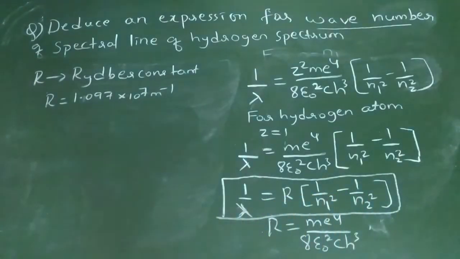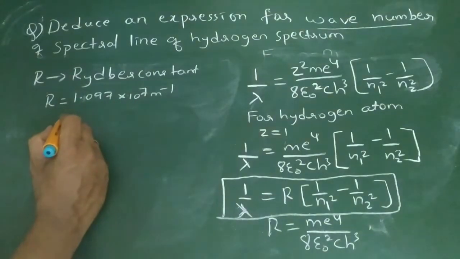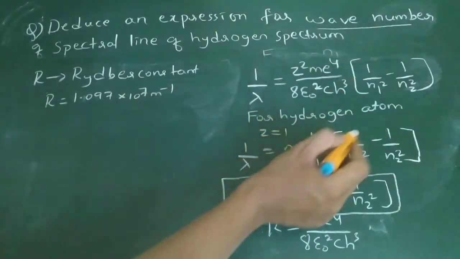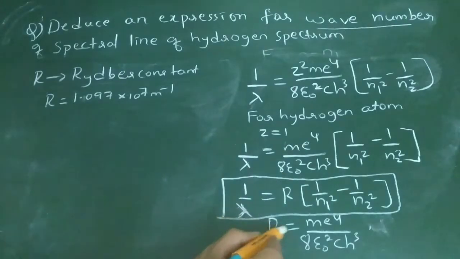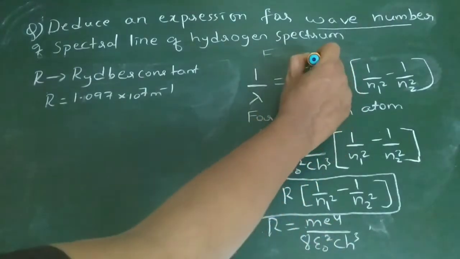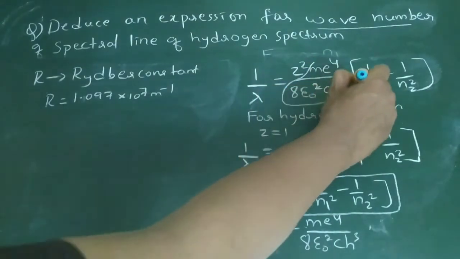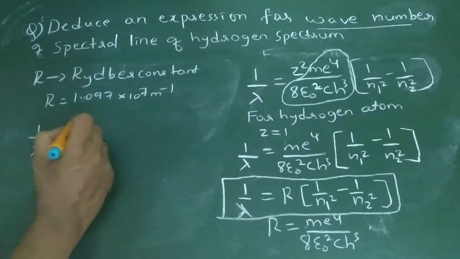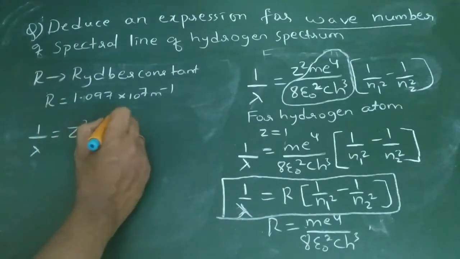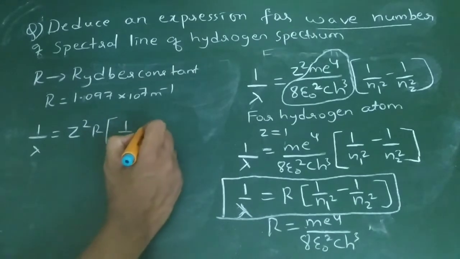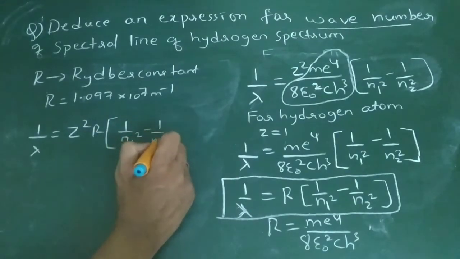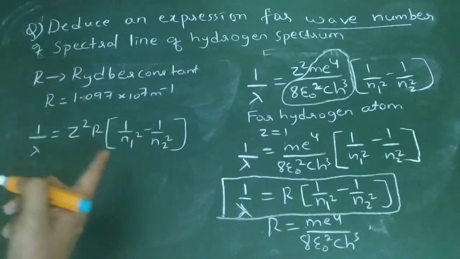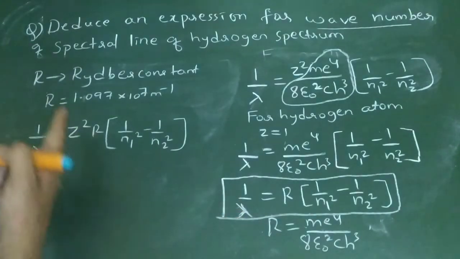Now here, one more thing. Look here. What is R? R is m e to the power of 4 over the rest; this is completely R. Yes or no? This is for extra information. So you can use this for solving competitive questions: 1 by lambda will be equal to z square into R into 1 by n1 square minus 1 by n2 square. So this is not required, just for your extra information, but you have to write this much.